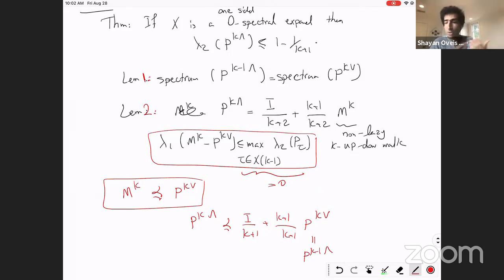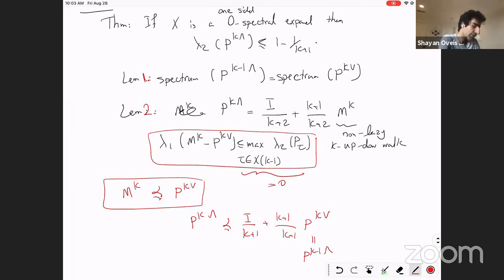The proof of this again uses the localization idea and Garland's method I talked about. You can read it in the notes. It's basically the same idea. And it allows you to say that if every link is a spectral expander, you don't basically pay when you go from a down-up walk to the up-down walk.